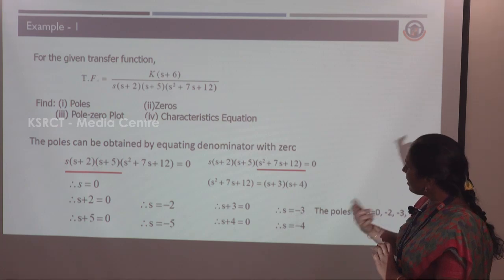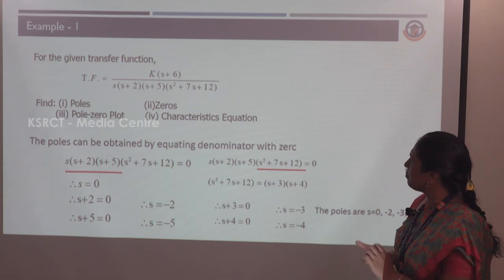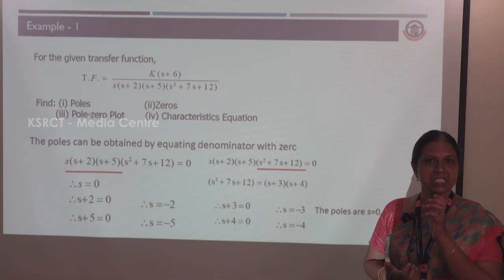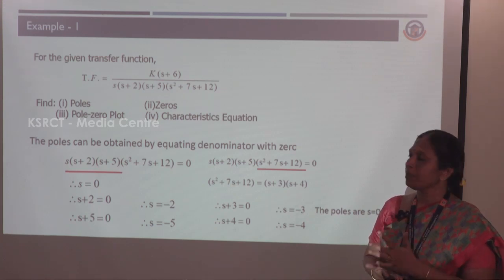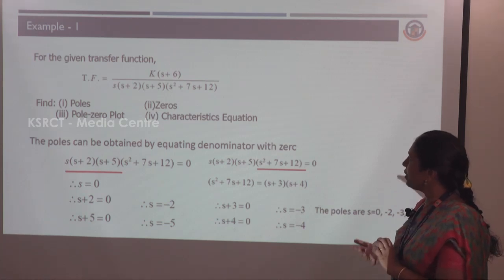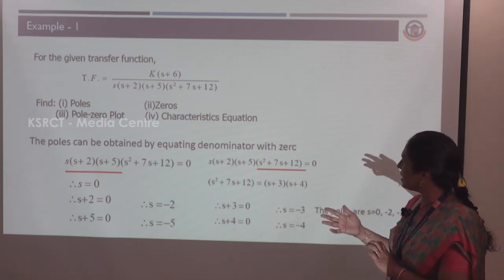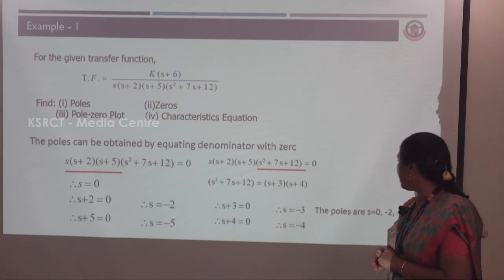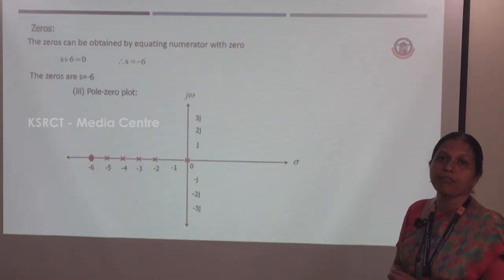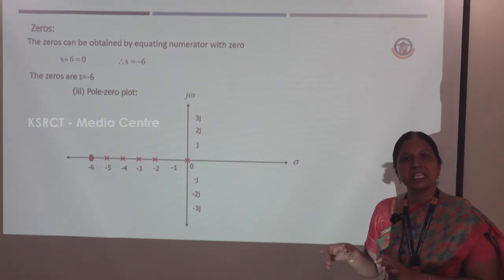So already we discussed what poles are. Pole is nothing but equating the denominator polynomial of a closed loop transfer function to 0 and getting the roots of that equation; that is called the poles. So here we have the denominator polynomial as s into (s plus 2) into (s plus 5) into (s square plus 7s plus 12) and equate it to 0, and we get the 5 values of s, nothing but s equal to 0, minus 2, minus 3, minus 4 and minus 5. So we have 5 poles, and the poles are represented by cross marks.